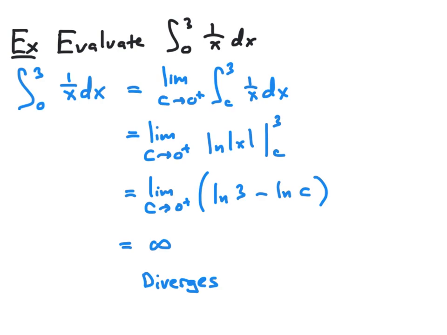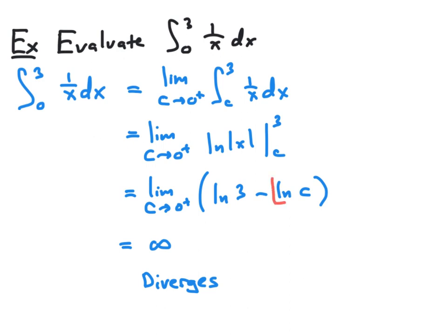So here, because the discontinuity is at our lower limit of integration at 0, we want to rewrite this as the limit as c goes to 0 from the right of the integral from c to 3 of 1 over x dx. We can evaluate this integral by taking an antiderivative of 1 over x, which is the natural log of x, evaluating from c to 3. And so we get the expression natural log 3 minus the natural log c. We want to take the limit as c goes to 0 from the right here. And of course, natural log 3 is a constant.